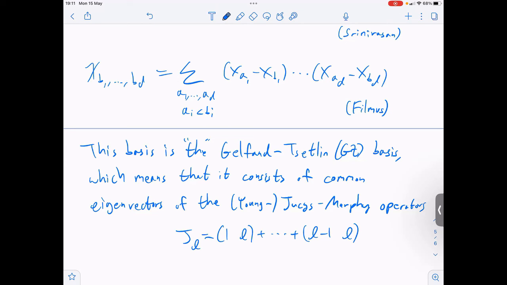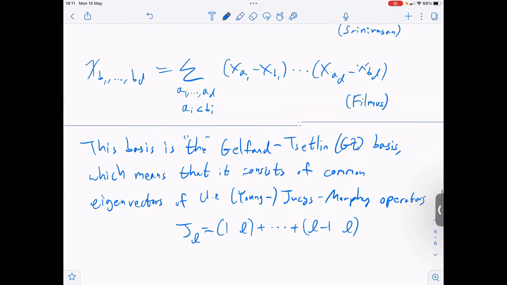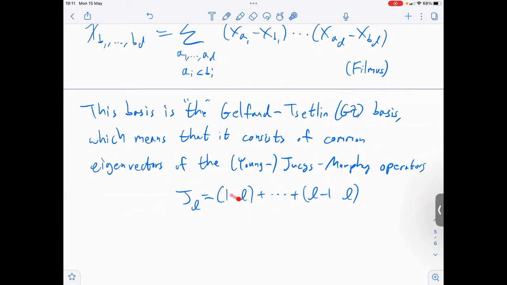Okay, so what does that mean? If I have a function, then I can apply one of these transpositions on the input. Now I do it for each of these transpositions, and I sum the result. Now I get a new function. So this is how this operator is defined.